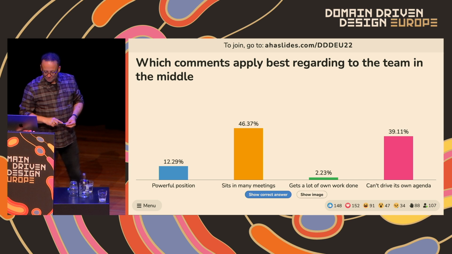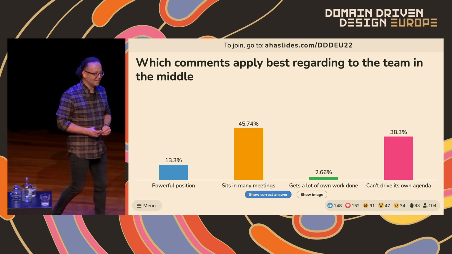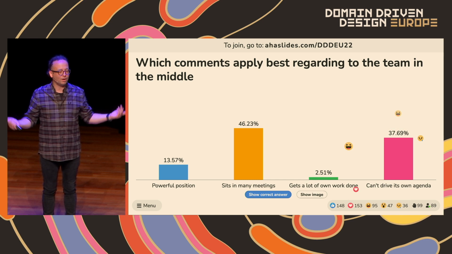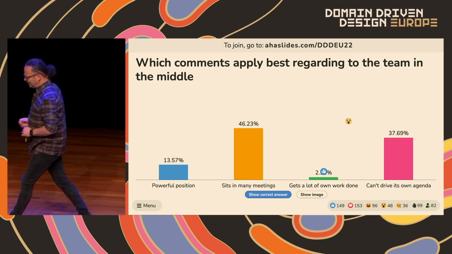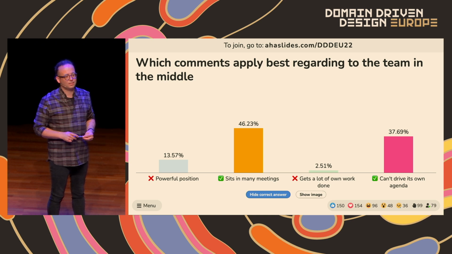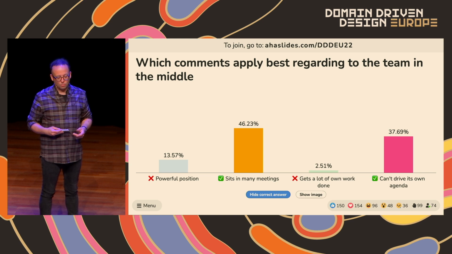So obviously that team sits in a hell of a lot of meetings. They are living in meetings, so to say. They don't get any work done, because they are stuck, they can't even drive their own agenda, because they need to coordinate. I tend to disagree that they are in a powerful position. Maybe that can apply very rarely, but in practice I've never seen that happening, because they are mostly driven by others and it's hard to prioritize things for them.